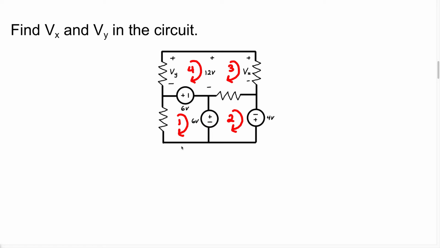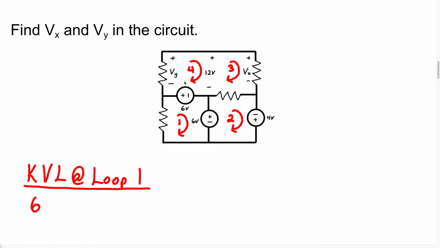So for loop 1, let's write our KVL equation. KVL at loop 1. We know this is loop 1, so let's start right here. We have a plus 6 voltage, so we have 6. Then as we walk around, we're going to enter the positive terminal here, so it's going to be plus 6. Now, once we get to this resistor here, we know it's going to be a voltage across this resistor.